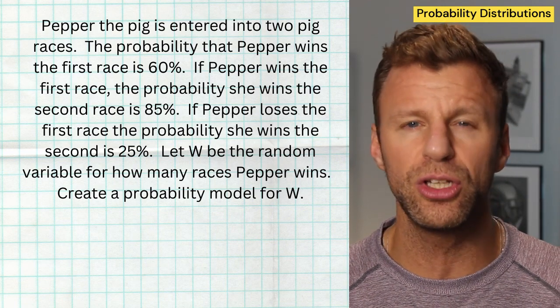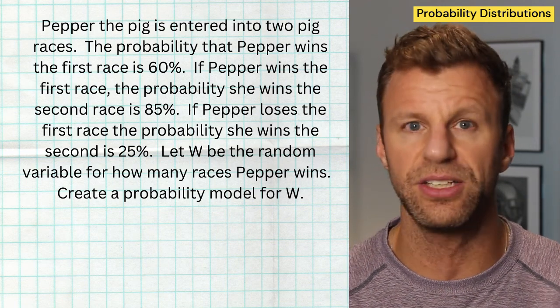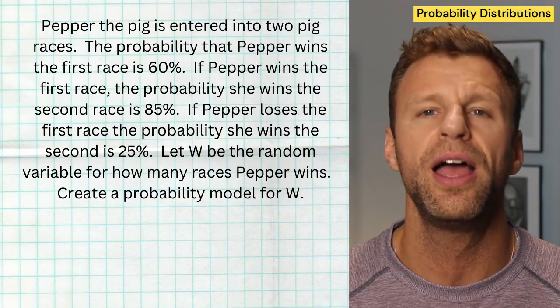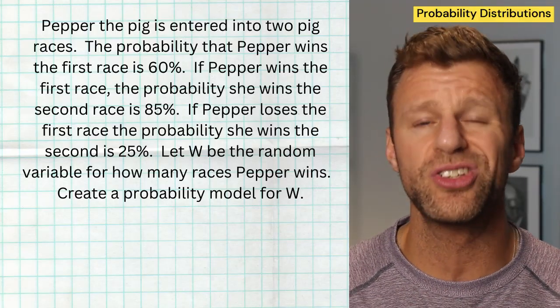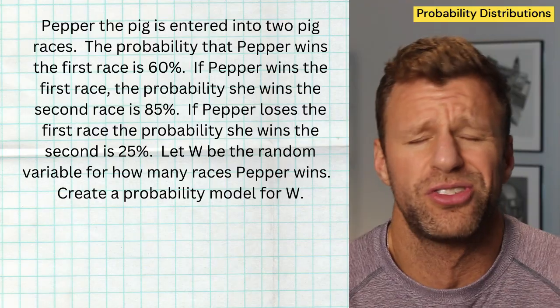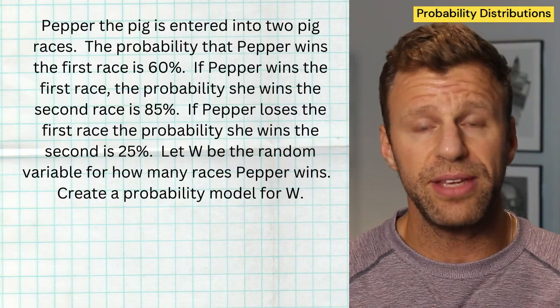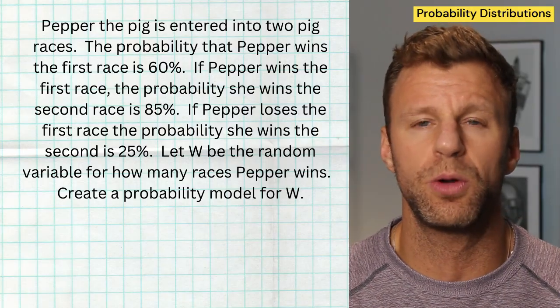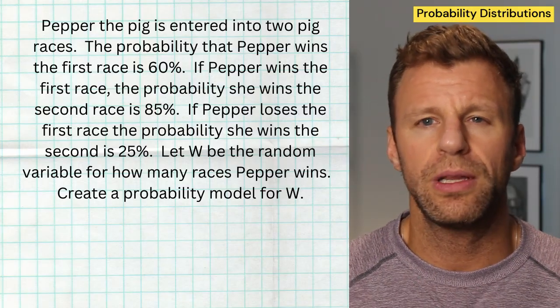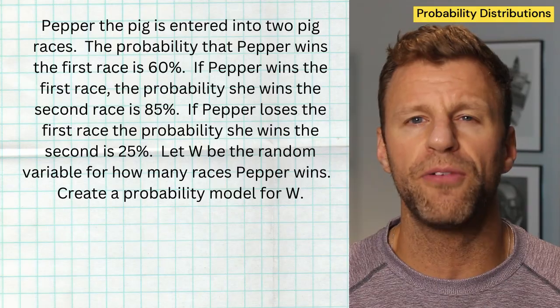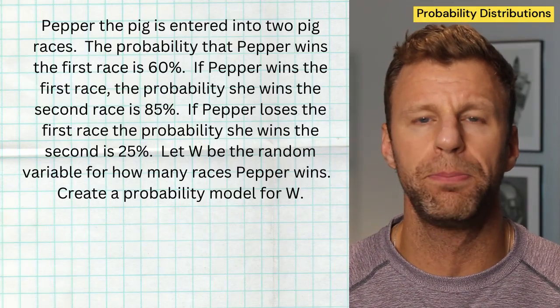However, if she loses the first race, again, conditional, because she's got to lose that first race first, then the probability she wins the second race is 25%. She lost the first. She's kind of upset, so now she has a less chance to win that last race. And then again, the probability she loses that race would be 75%. So let W be the random variable for how many wins Pepper gets.